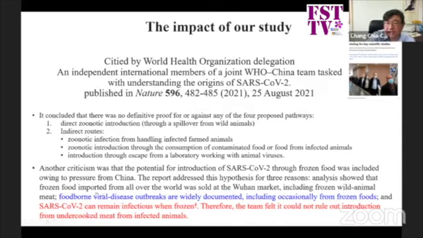So they cite our work, and they say, okay, SARS-CoV-2 can remain infectious when frozen. Therefore, they felt it could not rule out this possibility. So that's the only evidence.